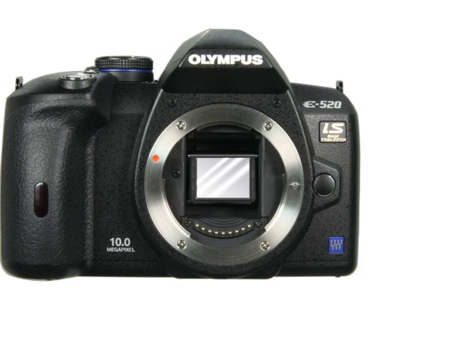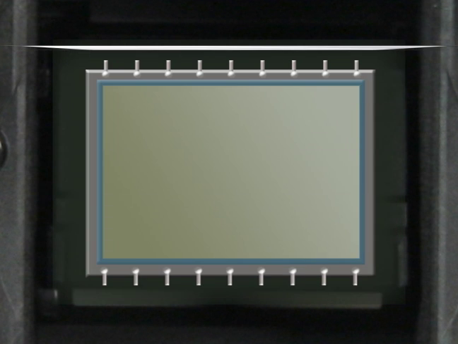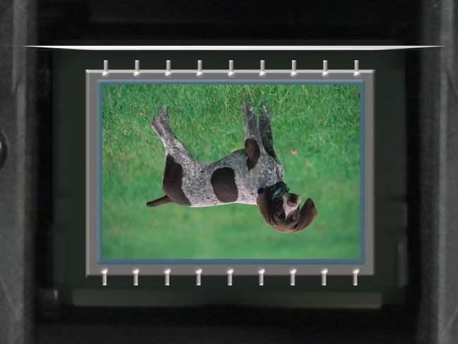The image sensor is a chip that records the light that it is exposed to and then transfers that information onto your camera's memory card. The process of capturing light by the image sensor is called exposure.